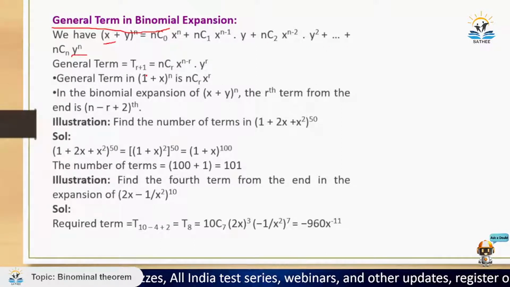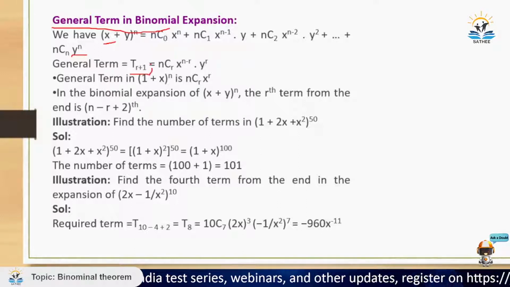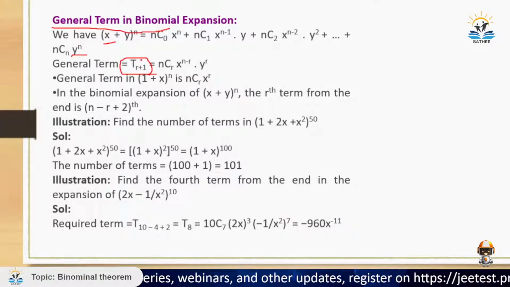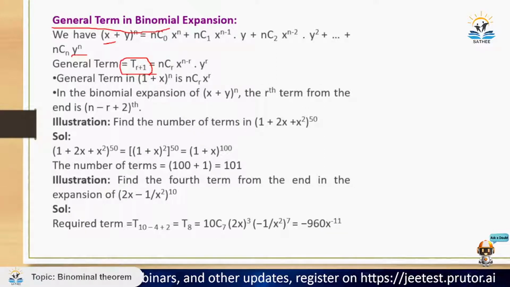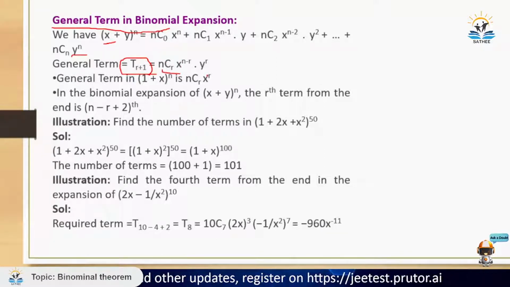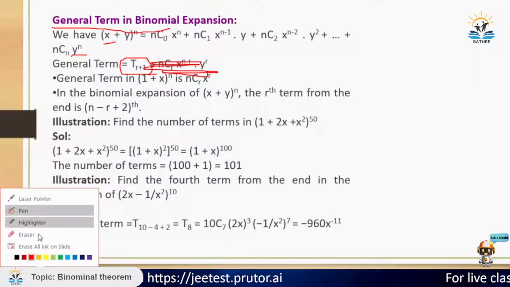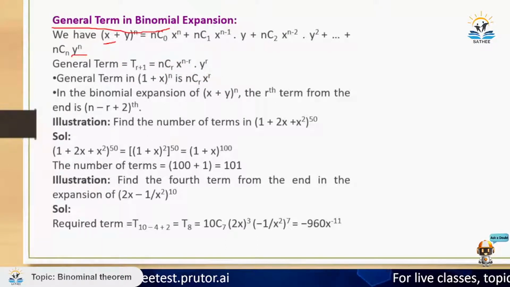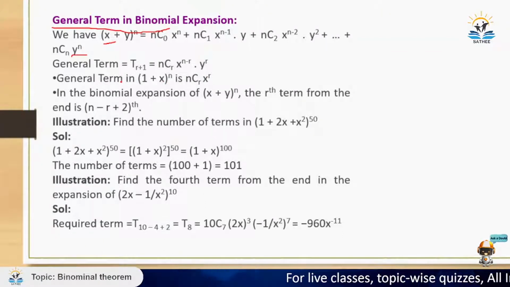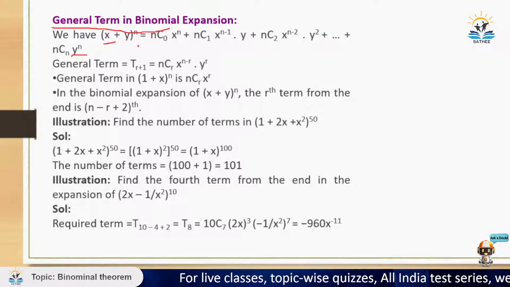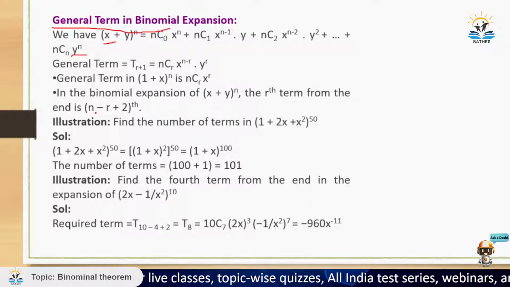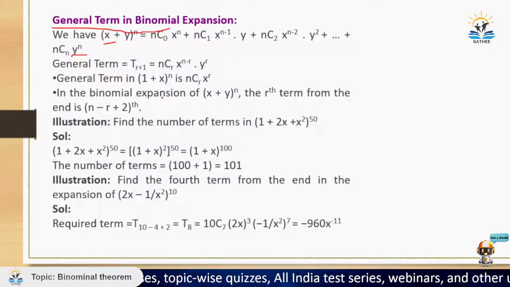Okay. Then the general term is nothing but nCr. The general term is written in the form T(r plus 1). Please remember it. Don't write it as Tr. It is T(r plus 1), and that is equal to nCr x power n minus r into y power r. This is a very important thing. Please remember it. I am saying it again and again. General term is T(r plus 1), which is equal to nCr x power n minus r into y power r, where n is the power in (x plus y) power n, and r is for the general term, which is T(r plus 1).